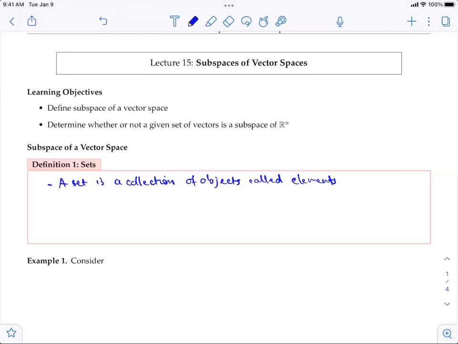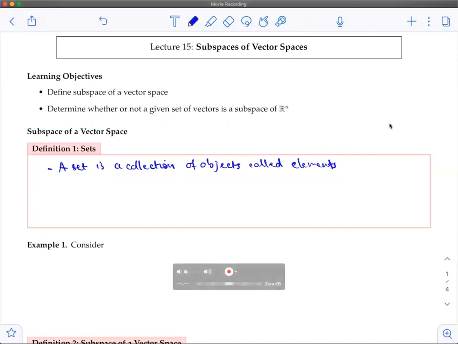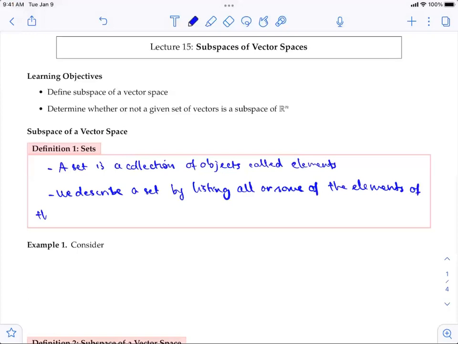To describe a set, we usually describe it by listing all or some of the elements of the set and enclosing them within curly brackets.